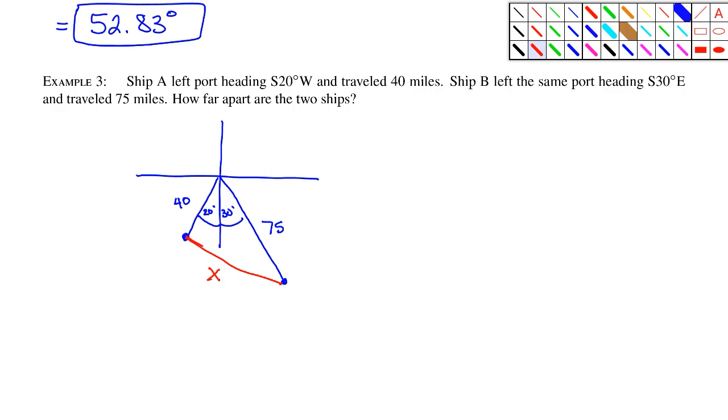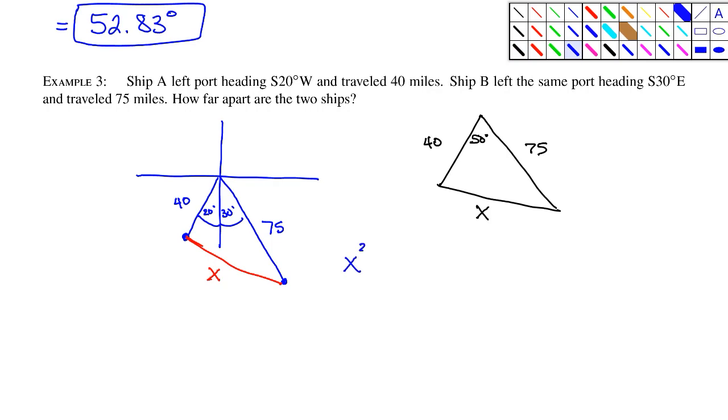So basically what we have is a triangle. We have 50 degrees in this corner from the 30 and 20 put together. We have 40, we have 75, and we have x. And the question is, can you use the law of sines, or do you need to use the law of cosines on this? You don't have a complete pair. You have two sides, but not their opposite angles. You have an angle, but not the opposite side. So this one is going to be law of cosines.